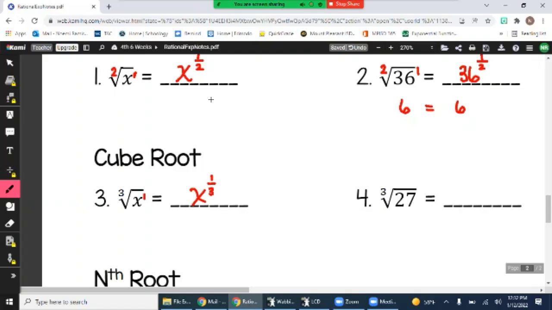Look at number 4, similar, but not the same. So 27 needs an exponent of 1, and when we change it to exponential form, it becomes 27 to the power of 1/3.